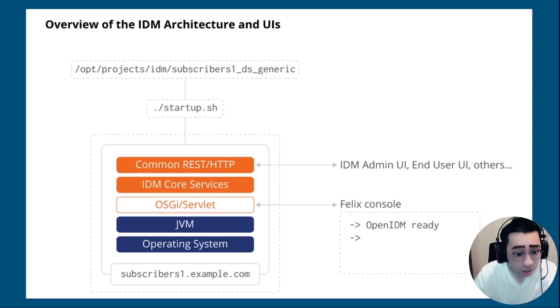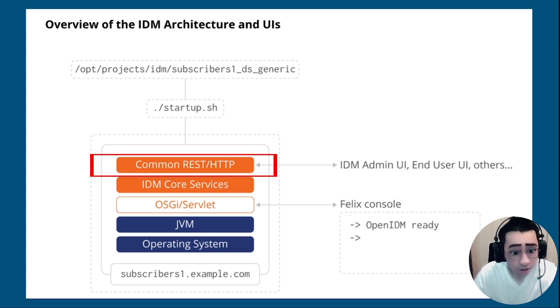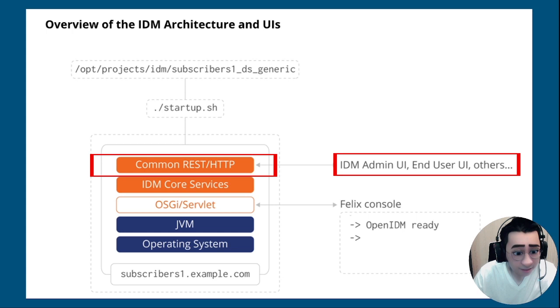The internal IDM architecture contains a REST interface that the IDM admin UI and end user UI use to communicate with IDM. The IDM admin UI is for the IDM administrator, and the IDM end user UI is for all other end users. The REST interface is also used by other clients for various reasons that will be covered later.